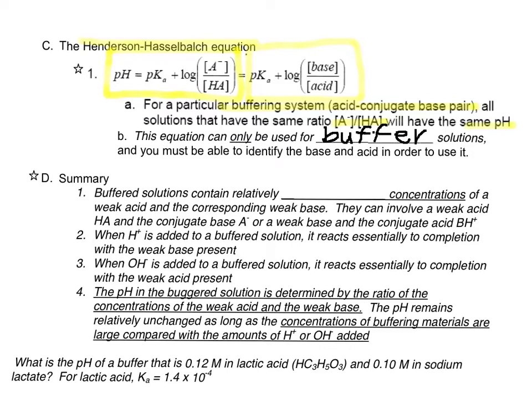So to summarize, your buffer solutions have to have pretty large concentrations of the weak acid and the corresponding weak base. If you add hydrogen ions, they're going to react with the weak base. If you add hydroxide ions, they're going to react with the weak acid. The pH is determined by the ratio of that acid and the base, as well as the pKa, so also the Ka value. And the pH won't change very much as long as the concentration of your buffering materials is pretty large compared with how much hydrogen or hydroxide you're adding to it.